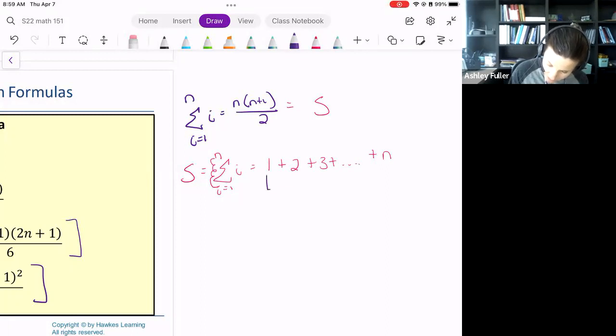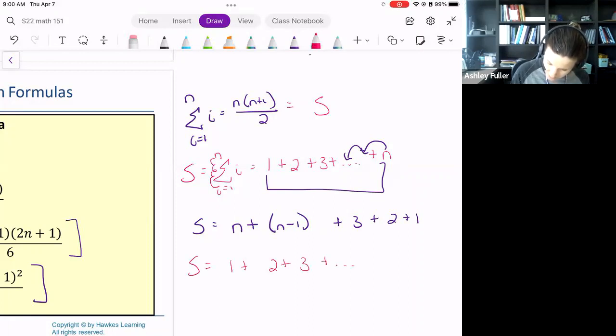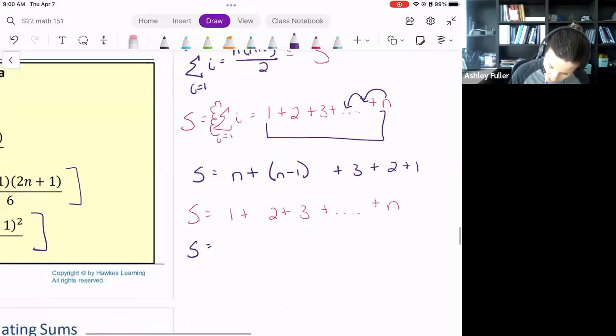So I can rewrite this idea, and I can say that S is also n plus, notice the term right before here is going to be n minus 1. The term right before that would be n minus 2, and so on. And then I can add plus 3, plus 2, plus 1. So all I've done is switch the order here. So if I add my pink S, 1 plus 2 plus 3 plus all the way out to n, and then I add that to my purple equation, n plus n minus 1, and so on.